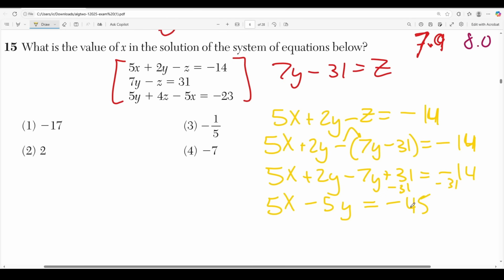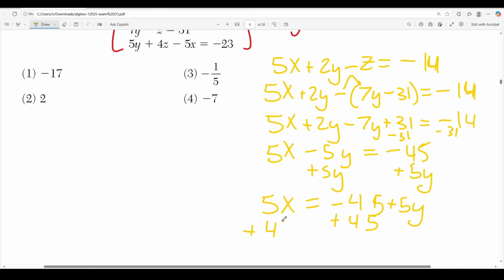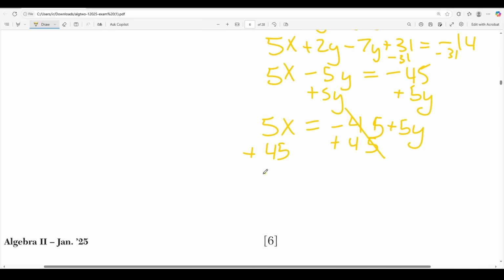So in other words, I can either solve for x or y here. Well, I'm going to go ahead and solve for y. So if I want to solve for y, I'm going to add 5y on both sides. I'm left with 5x is equal to negative 45 plus 5y. And if I want y on my own, well, I'm going to add 45 on both sides to cancel out this 45, because then I'll be left with positive 5y. So now I have 5x plus 45 is equal to 5y.